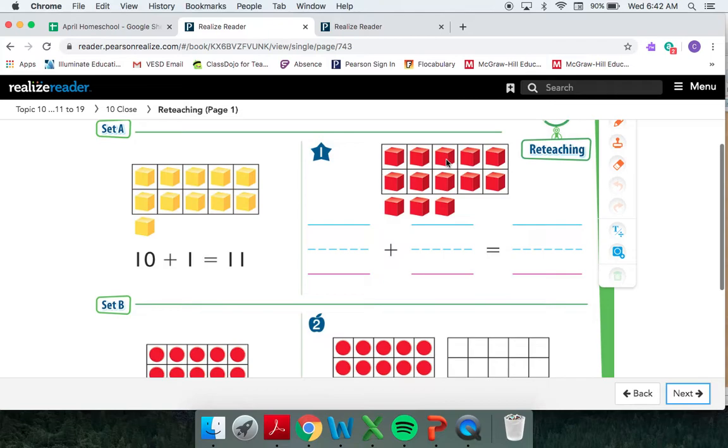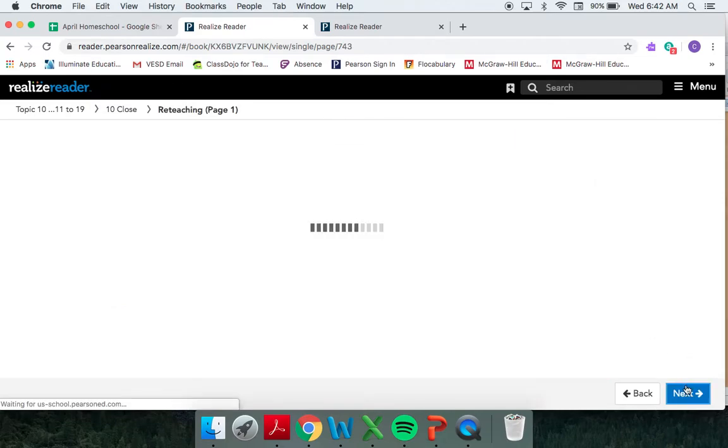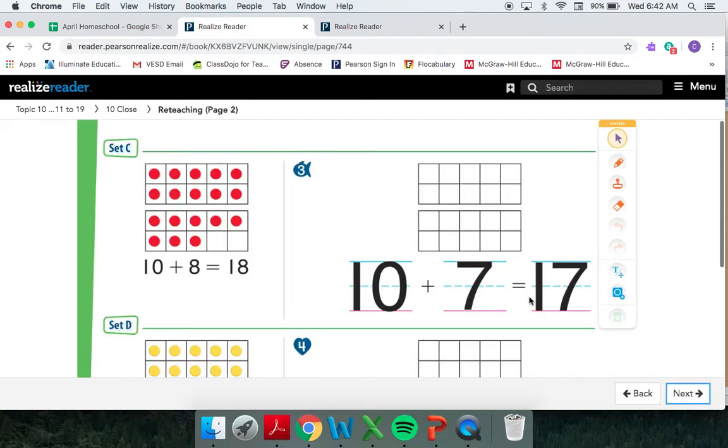So this problem would be 10 from this part, 3 outside from this part. 10 and 3, the 2 parts, make our whole, and they again are going to write that number 13 here. When they're doing this right here, make sure that again they're using that language: part, whole, or add-ins and sum. Okay, down here it's the same exact type of problem. And again, the instructions are always on the bottom of the page.